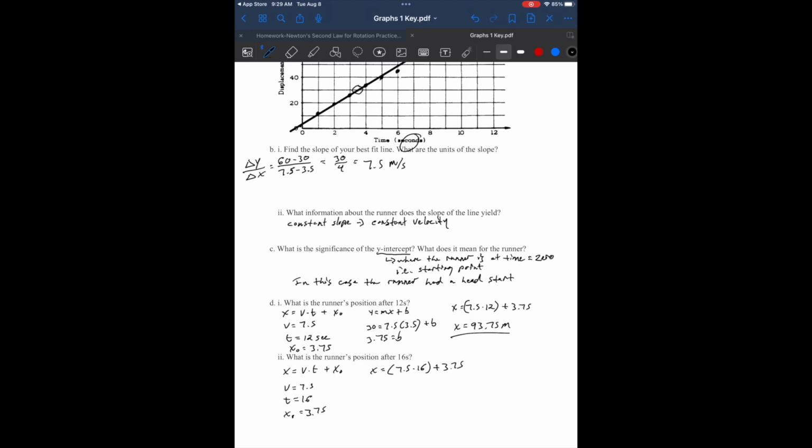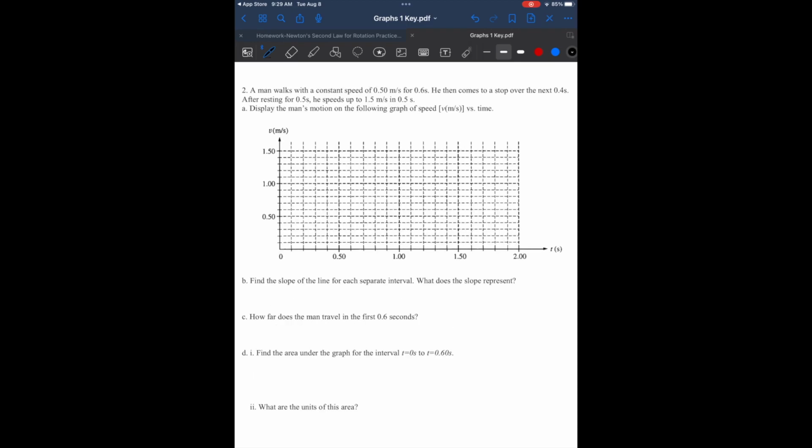Doesn't that make sense too, though? If you have a further head start, you're going to be further out. If you started at 0, you wouldn't be as far out. So we have to account for all of those things. And we know displacement is velocity times time. That's something that we've seen in other places.